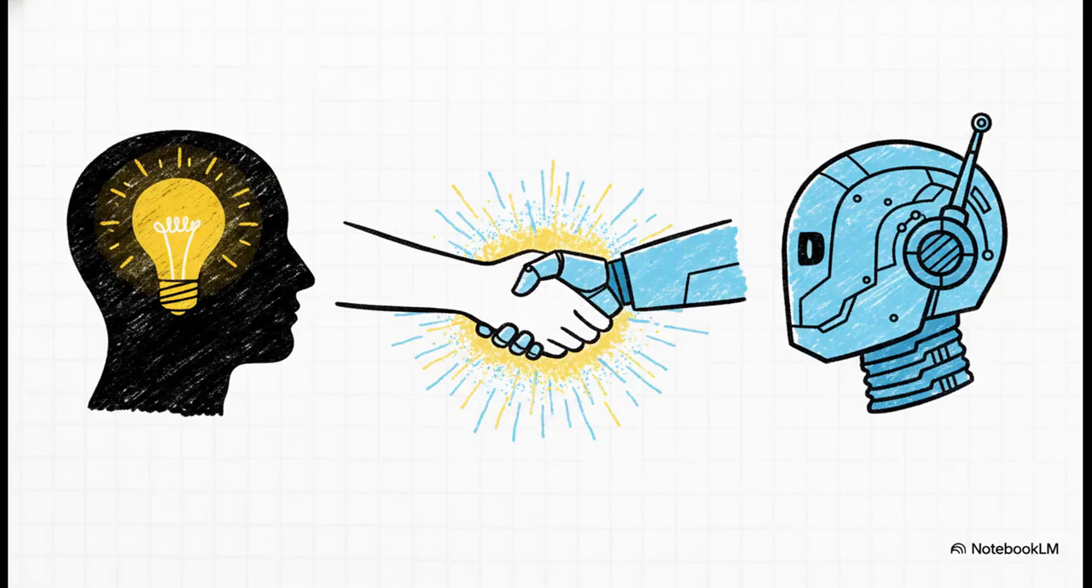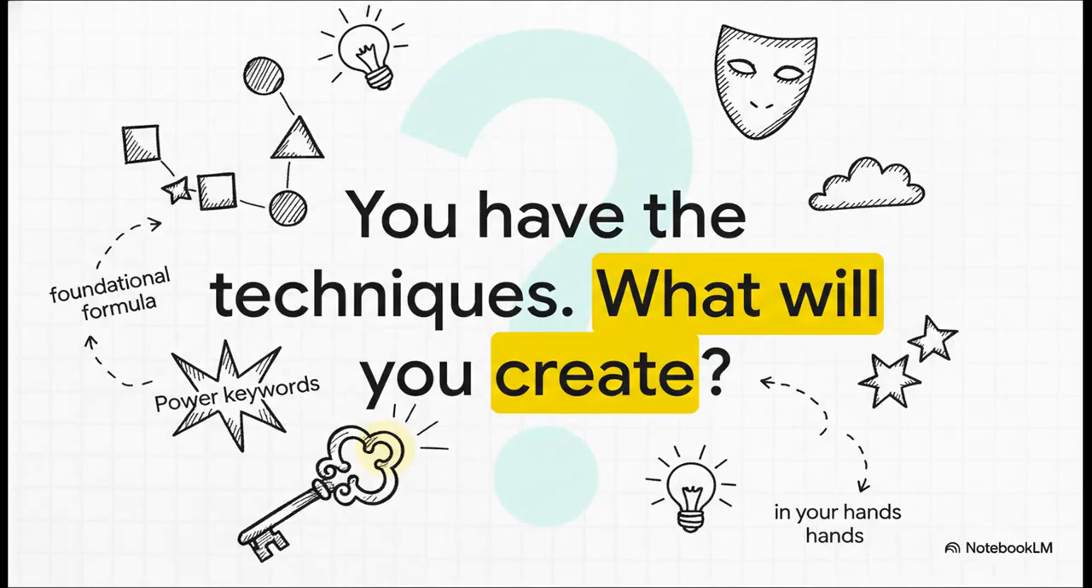So when you boil it all down, what all these techniques are really about is changing how we talk to AI. It's not about replacing us, not at all. The real magic happens when you combine your own ideas, your own knowledge, with the AI's incredible power. It's a true partnership. So there you have it. You've got the foundational formula, you've got the power keywords, and now you have the master key, the persona prompt. All the tools are right here. They're in your hands now. So the only question is, what are you gonna create?